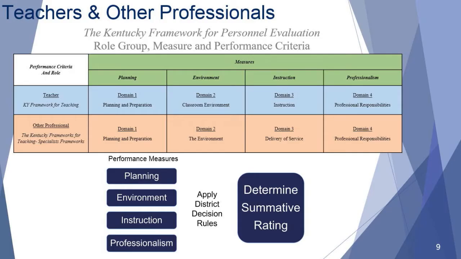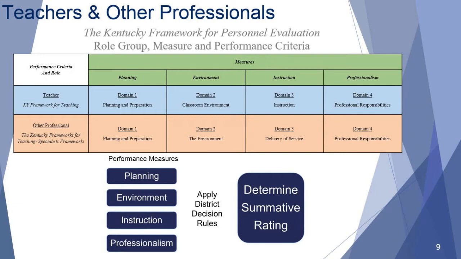So we're going to take a look at the teachers and other professionals closely. You'll see that from the Kentucky Framework for Personnel, we've pulled out that teacher and other professional bar. So it's pretty clear to see how the 4 domains from the Kentucky Framework for Teaching and Specialist Framework align directly to the 4 measures. So the frameworks provide the performance criteria, and the 50-50 committee decides what particular evidences will be required. So then the sources of evidence exemplify those performance criteria and give the evaluator everything that they need to know to create a measure rating for each one of the 4 measures.